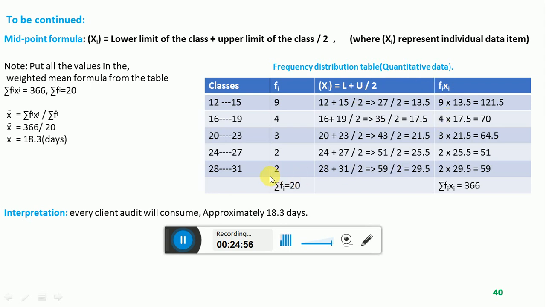Everything is clear in this data table as we read, understand and analyze it stepwise from the first column to the last column and to the end of the formulation. So I am again repeating the interpretation: every university audit will take approximately 18 days.